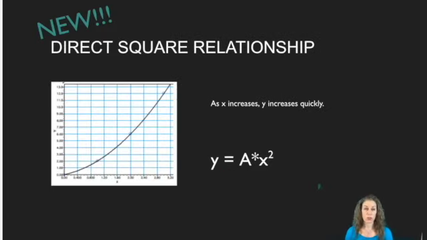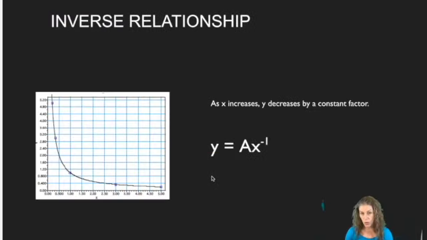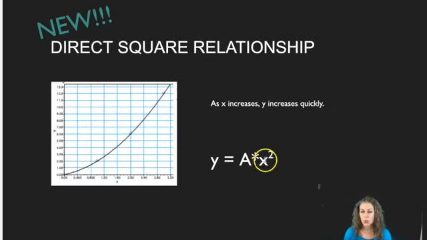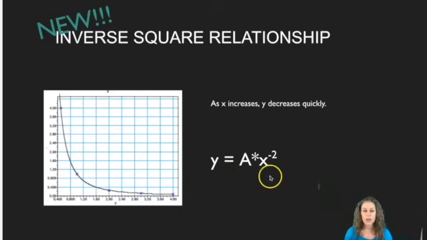So a new relationship we're going to be using is what we call a direct square relationship. It looks very similar to the previous one, except instead of having -1 as the power on x, it's a +2. This is a direct relationship, but we're increasing much more rapidly. An inverse square relationship looks also very much like the previous two, where you have an exponent on the x, but because it's to the -2 power, it means it's an inverse relationship. It means it's over x.